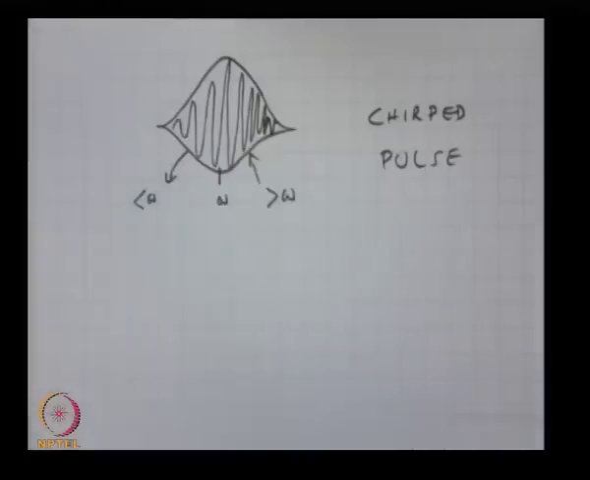So what is actually happening is, the self-phase modulation chirps the pulse that is propagating through the medium. So the self-phase modulation actually leads to the generation of new frequencies. And that is coming because of nonlinear effect.